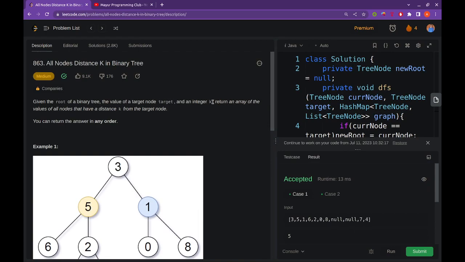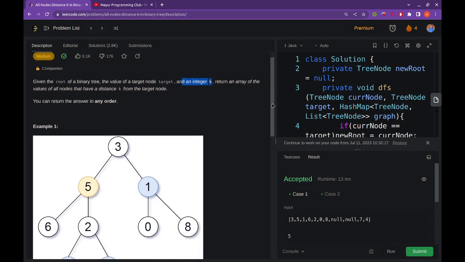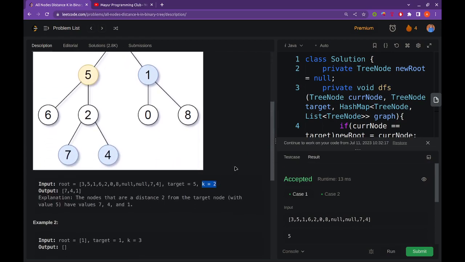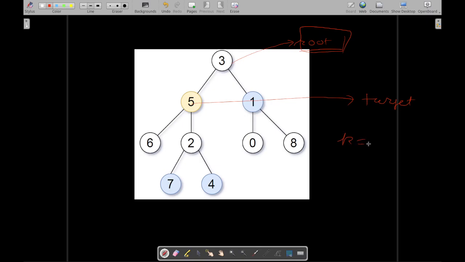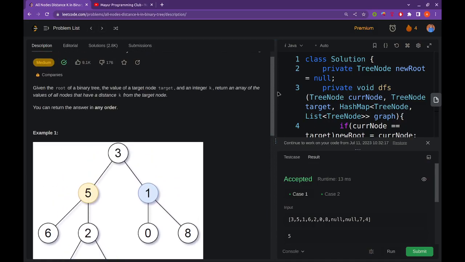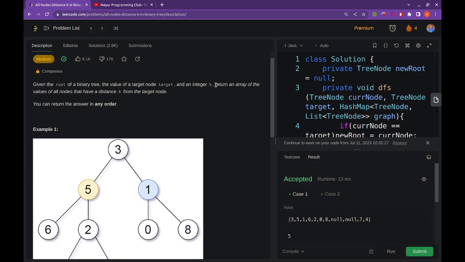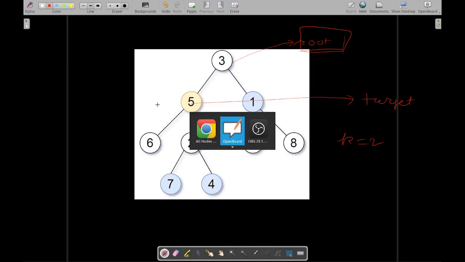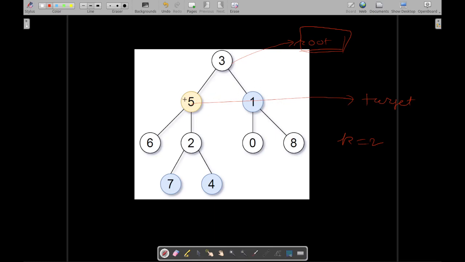And the problem statement is saying that an integer k will be given. The integer k's value is 2. What we have to do is return an array of the values of all the nodes that have a distance k from the target node. What it means is, if the target node is this, then we have to return all the nodes at a distance k. K is here 2.